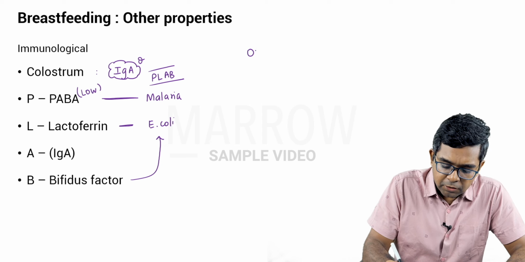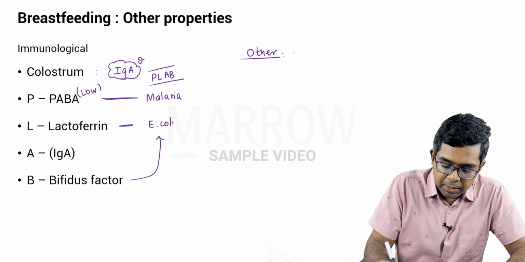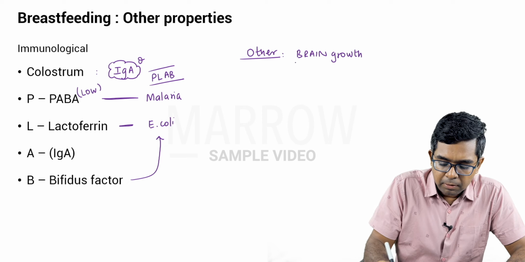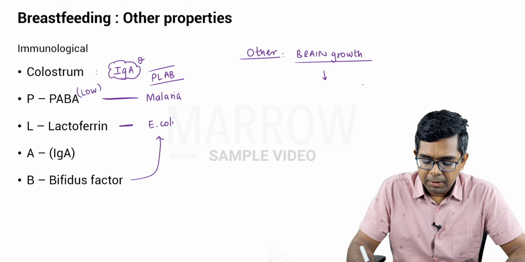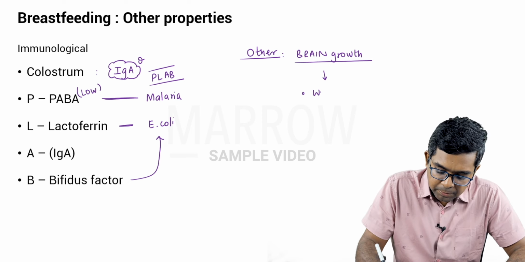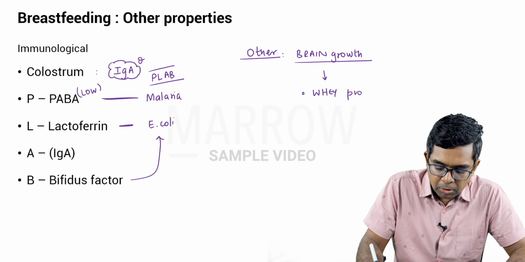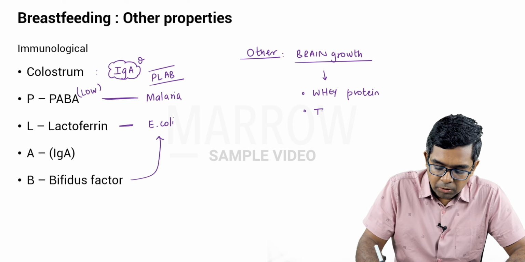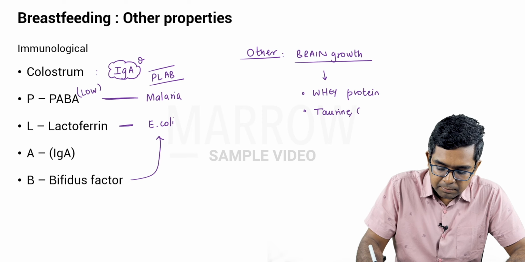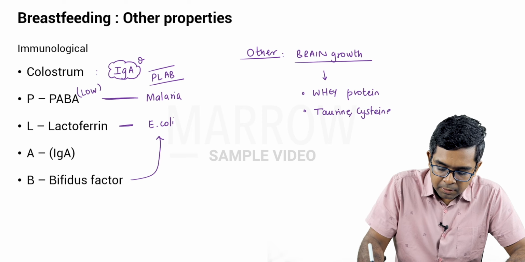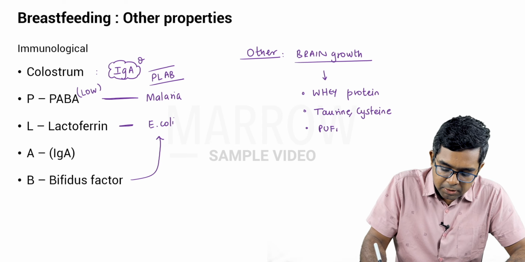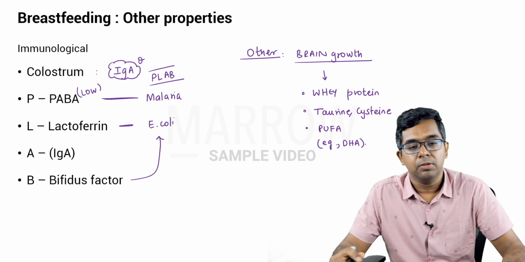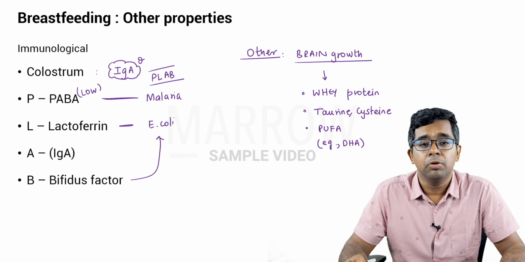Then the other effect of breast milk is related to brain growth. You should know some of the important brain growth promoting substances in the breast milk, which includes number 1, whey protein, which is the predominant type of protein in the breast milk. Number 2, certain amino acids in the breast milk, namely the taurine and cysteine. Third is the PUFAs, polyunsaturated fatty acid. The best example of that is DHA, which is docosahexaenoic acid. All these substances are present in the breast milk and they promote brain growth.